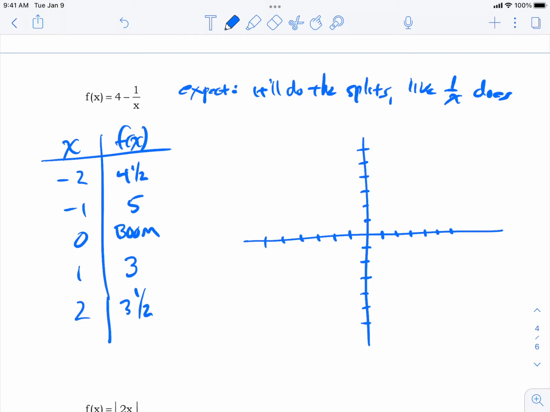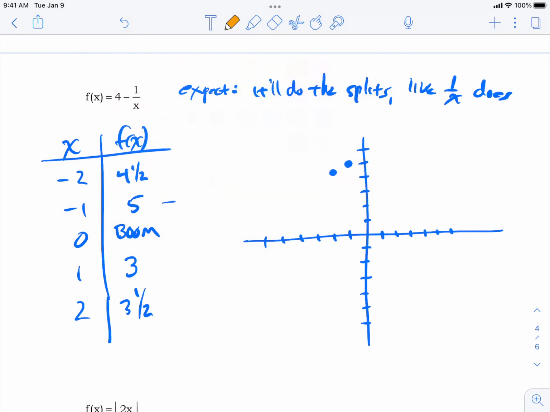Okay. Points. When x is -2, I'm at 4 1/2. That would be something like here. 1, 2, 3, 4 1/2. Yeah, something like there. There's that point. When x is -1, y is 5. So that was just a little bit higher. Okay, cool. When x is 0, we boomed.